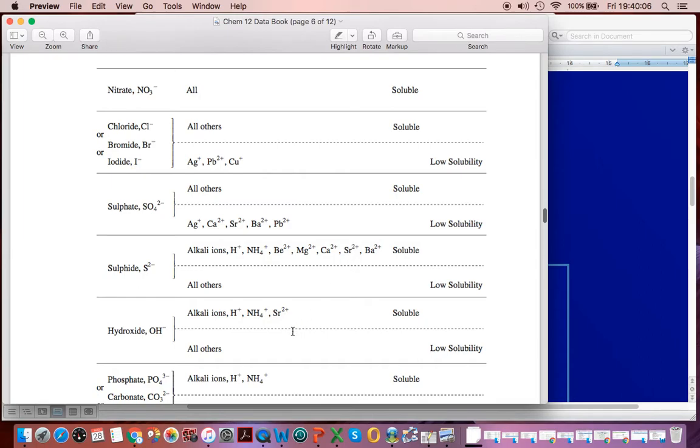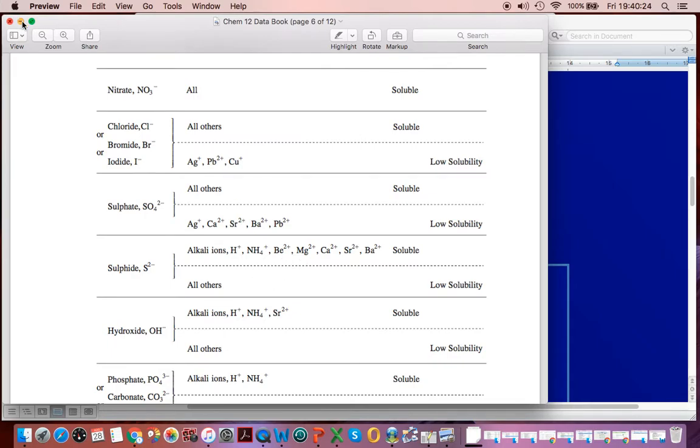We can see strontium won't do it because it won't precipitate with either of them. But calcium will work because here it's soluble and here it would fit the category of all others and be low solubility. And the same is true for barium and magnesium and beryllium.